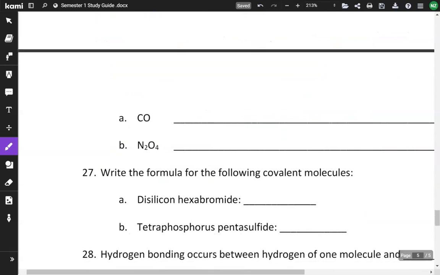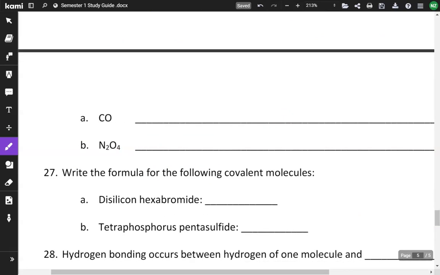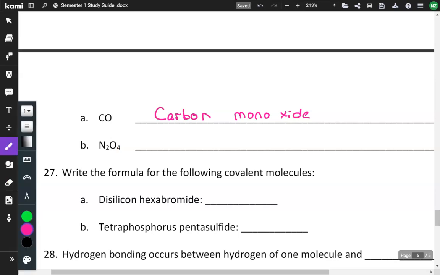All right, let's name these. So for covalent compounds, we have our prefixes. We never use the prefix mono on the first atom. So in this first one, we have one carbon and one oxygen. So this will just be carbon monoxide. But look here. You never want to have these two O's next to each other, so we are going to drop one of these. So it will be carbon monoxide instead of carbon monooxide.